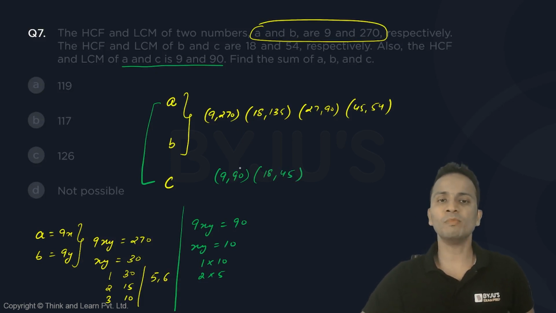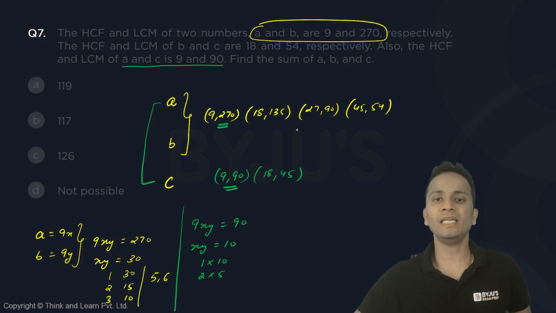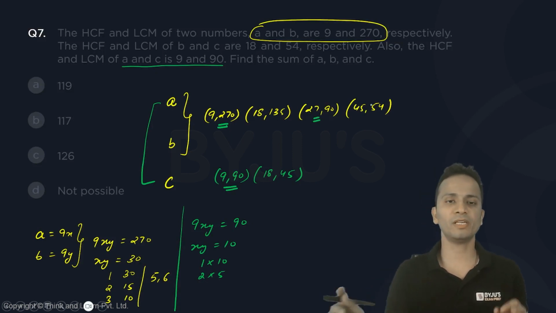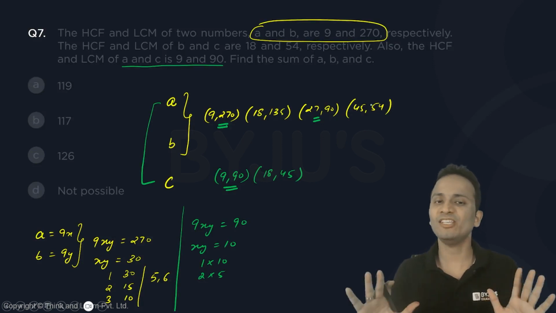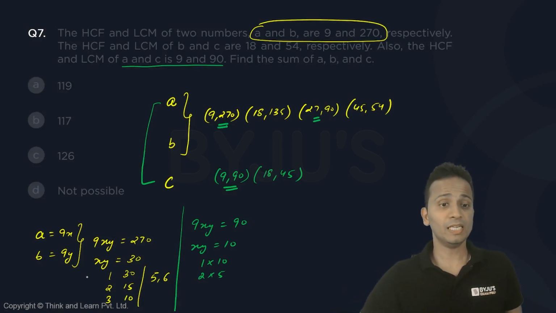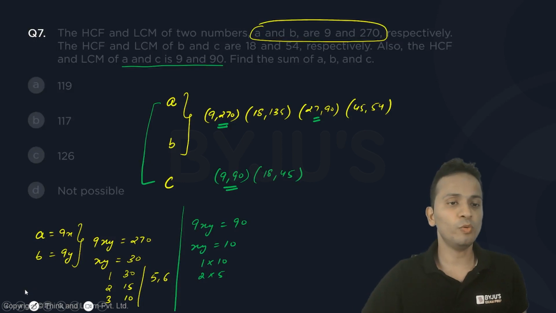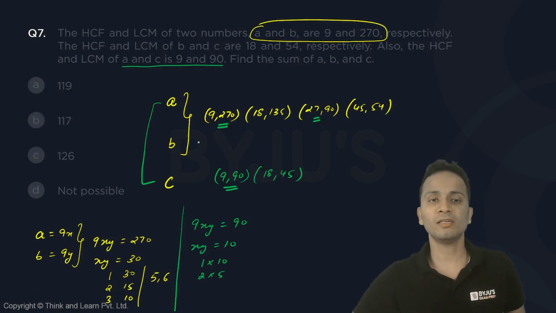So I look at the common set of solution. So 9 is common here. 90 is common here. 18 is common here. 45 is common here. Up till now, I can keep any of these values. Now the deciding factor will be the last thing, B and C.